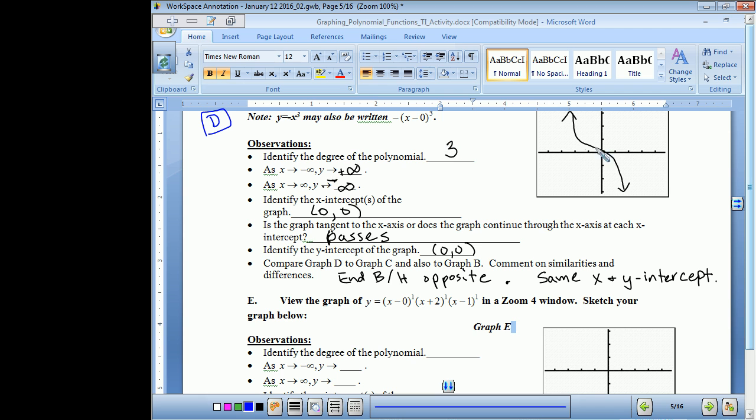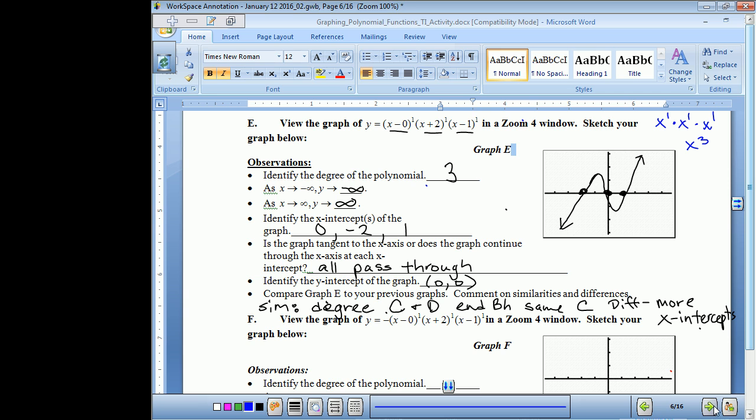Versus this third power, a higher degree factor, has that inflection point where the concavity changes at that point, an inflection point. Does that make sense? Okay. All right. Good enough for E?